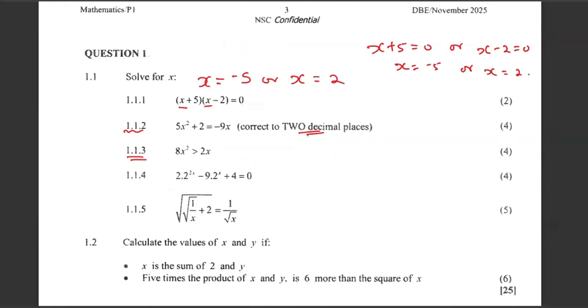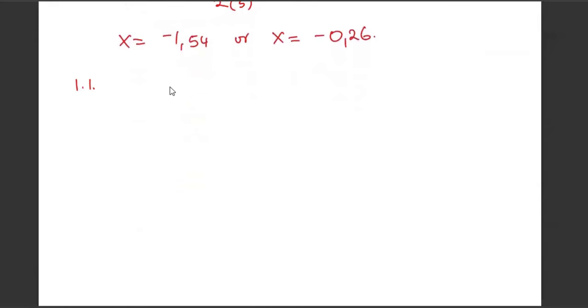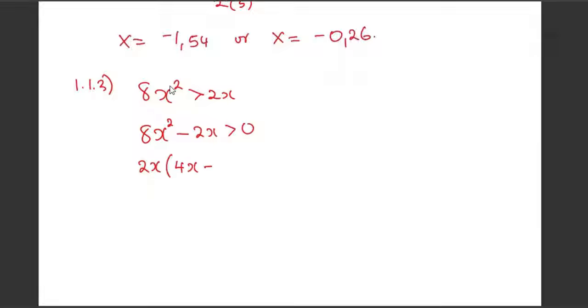1.1.3, they're telling us that 8x squared is greater than 2x. So this is an inequality. This is 1.1.3. 8x squared is greater than 2x. So create a standard inequality. Means 8x squared minus 2x should be greater than 0. What's common? 2x is common. I'll be left with 2x times 4x minus 1 is greater than 0. So either the 2x will be 0, meaning that x is 0, or the 4x minus 1 will be 0, so that x becomes 1 over 4.